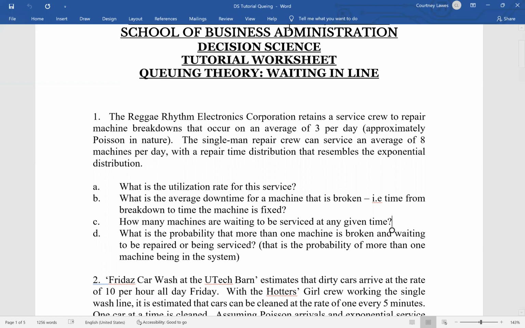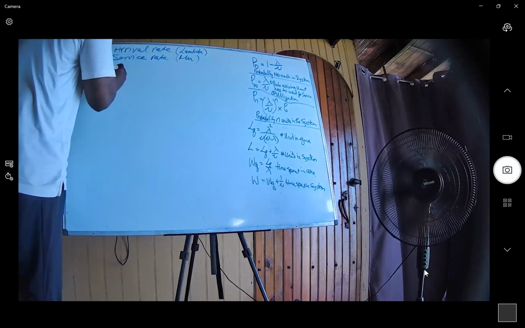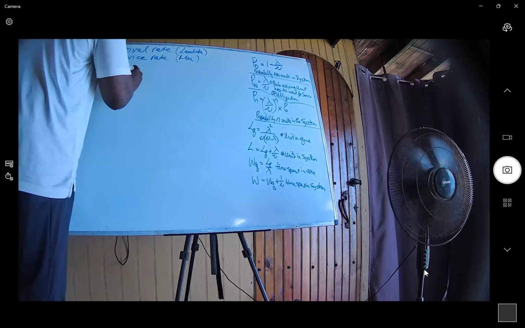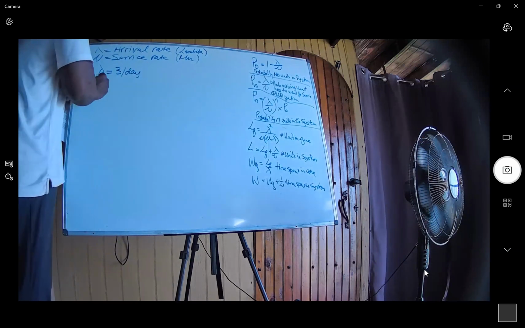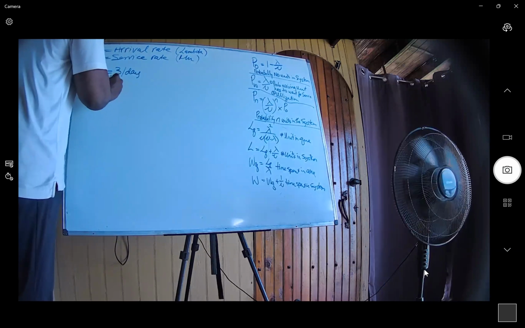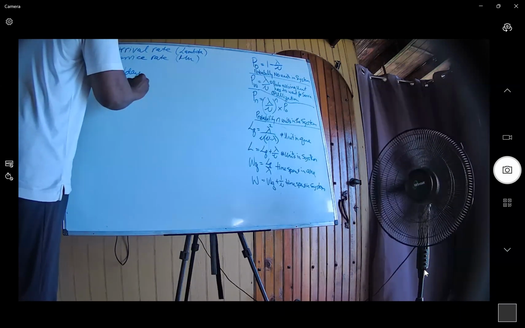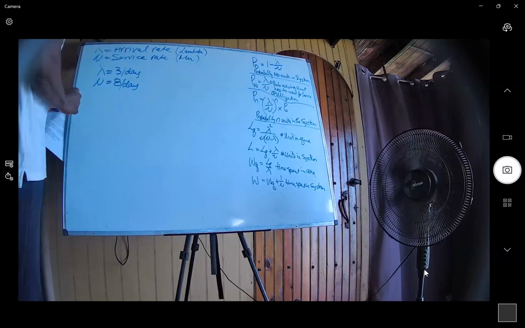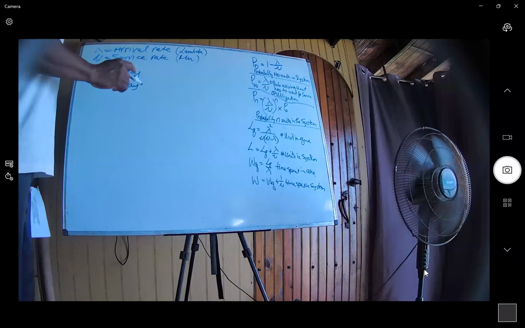Let's look at the procedure for working this out. First things first, you're going to find your lambda and you're going to find your mu. That's the first thing to do. Lambda, which is our arrival rate, is 3 per day. Everybody see that? And your mu, which is your service rate, is that one serviceman can service 8 units per day.